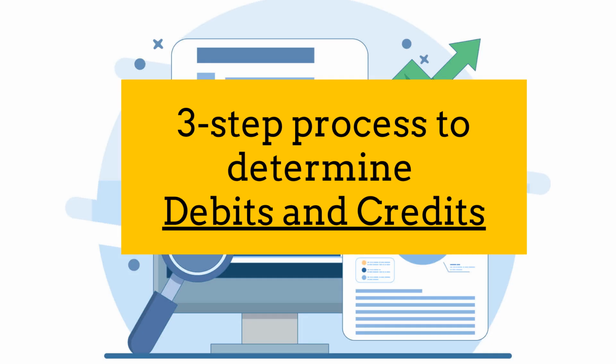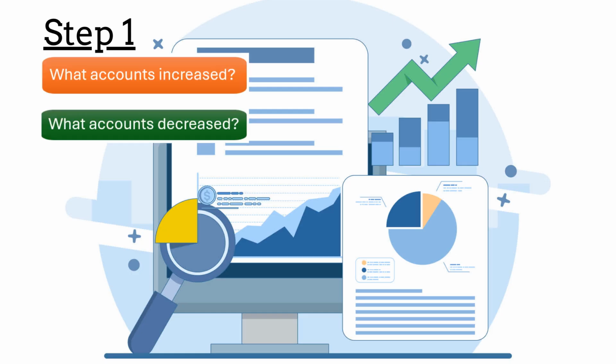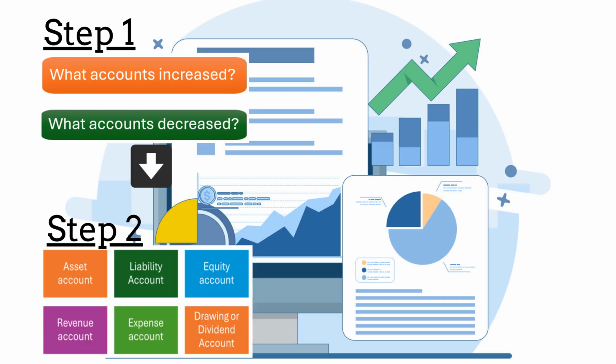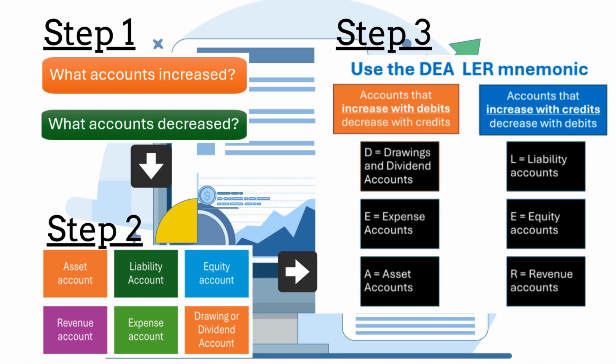As a reminder, to analyze business transactions, we use the 3-step process for determining debits and credits. In Step 1, we ask ourselves what accounts increased or decreased, then, in Step 2, we determine the account types for the accounts we identified in Step 1, and finally, in Step 3, we use the dealer mnemonic to figure out the debit and credit for the business transaction. Please watch the lecture videos about learning debits and credits to refresh your knowledge about this 3-step process.